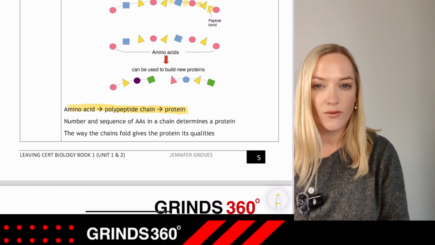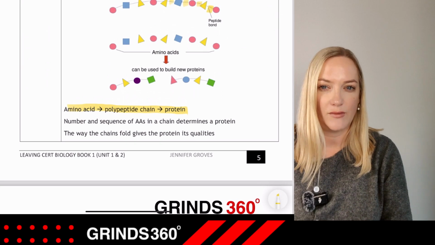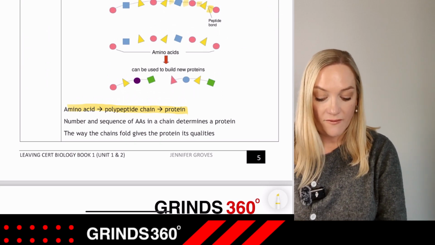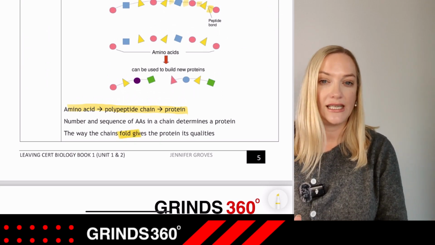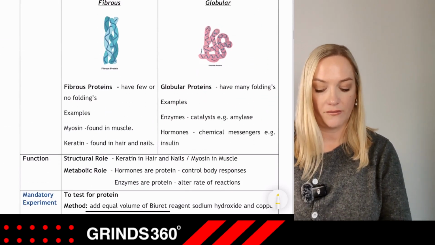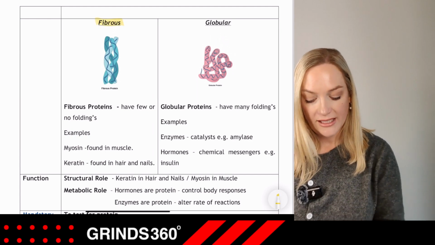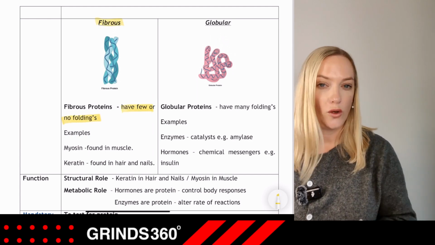So the number and sequence of the amino acids in a chain determines what type of protein it's going to be. So the way the chain folds gives the protein its qualities. Now, of the two types of proteins, we have fibrous and we have globular. So a fibrous protein has a few or no foldings.